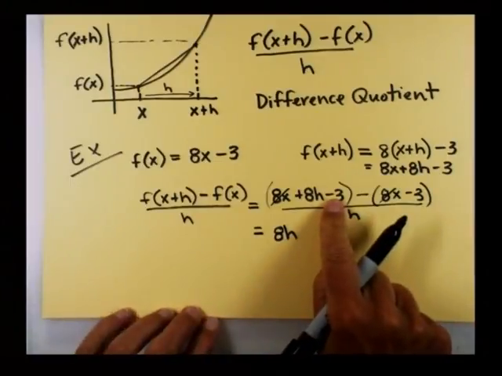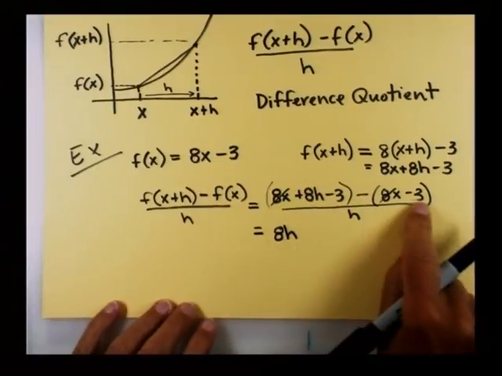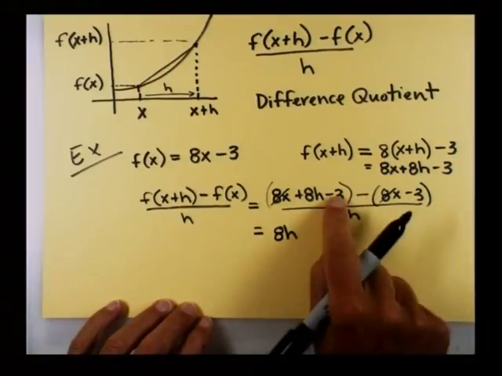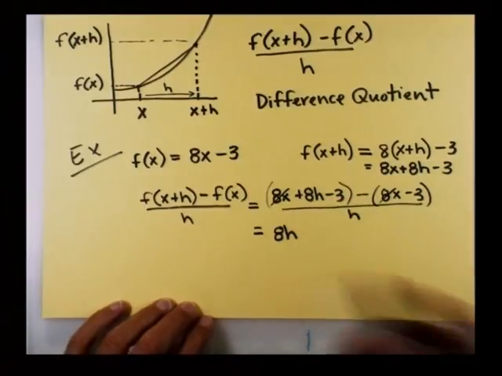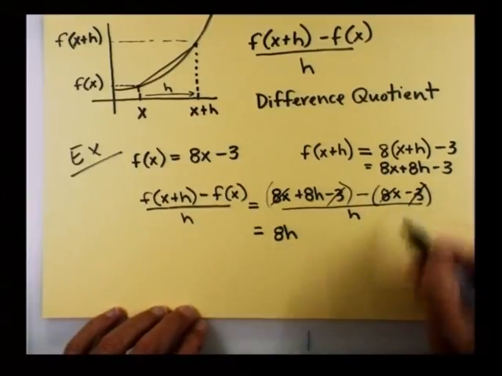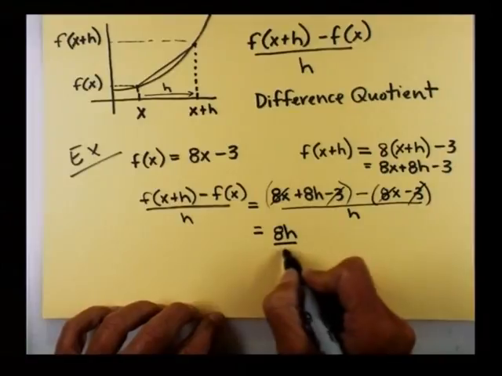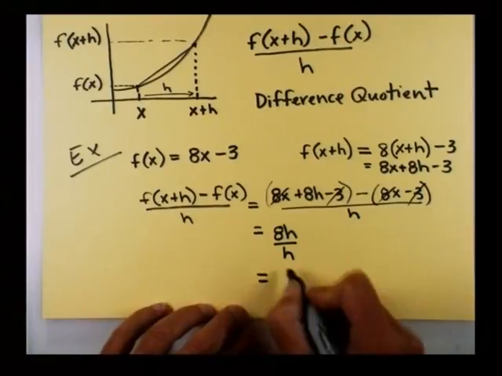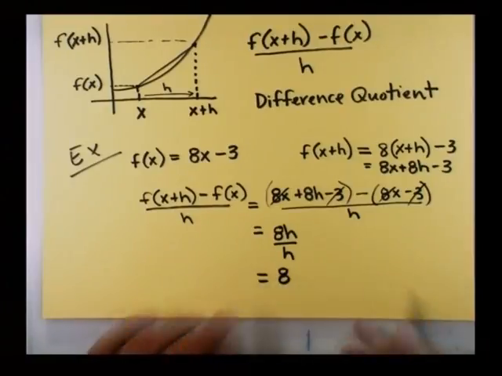Then a negative 3, so I have minus 3 minus a negative 3. Don't get messed up on your signs here. Minus the negative means I'm adding that. So negative 3 plus 3, those guys are gone. All over h. Simplify the next step, and I get to 8.